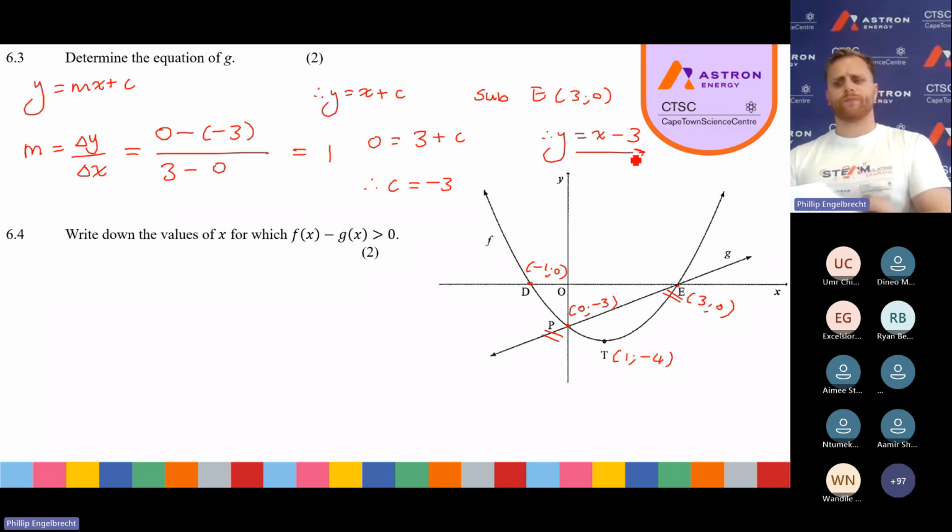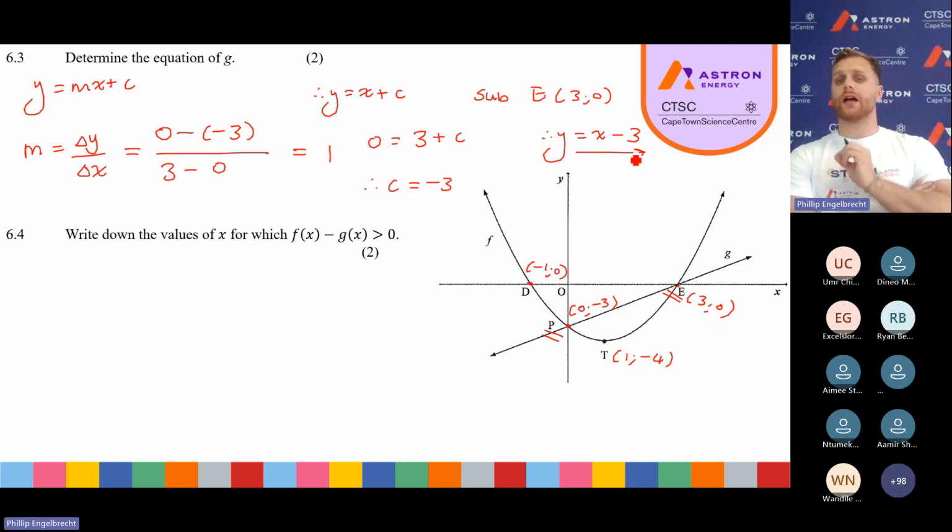Okay, we're making good time. Question 6.4 asks, write down the values of x for which f(x) minus g(x) is greater than 0.